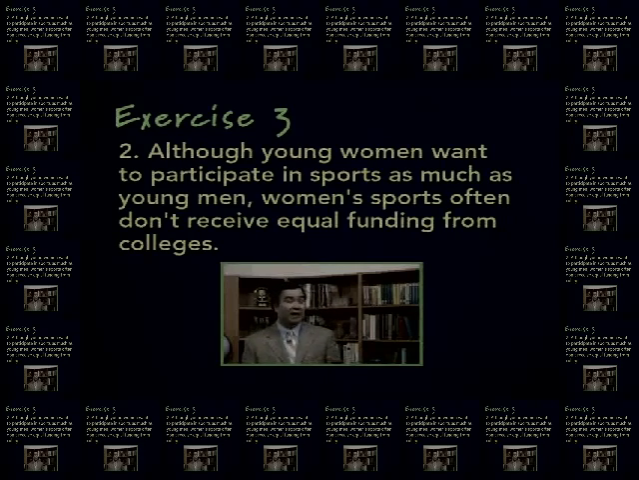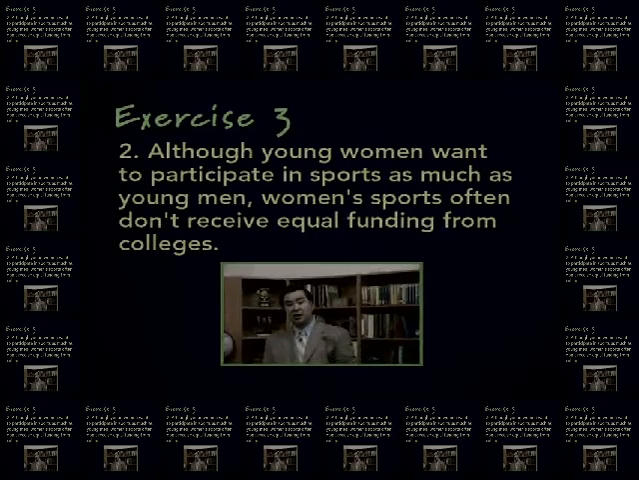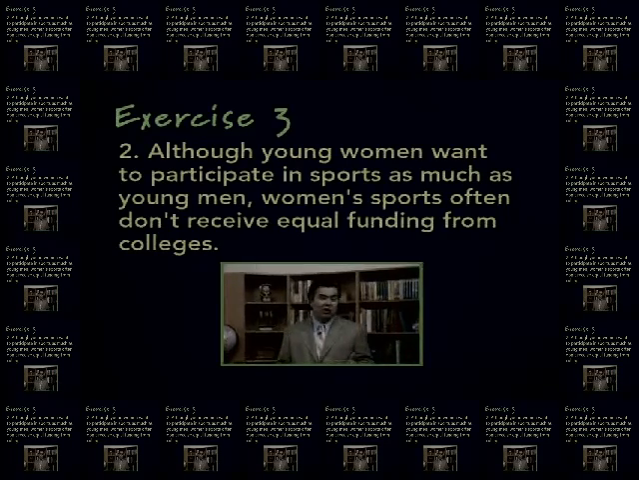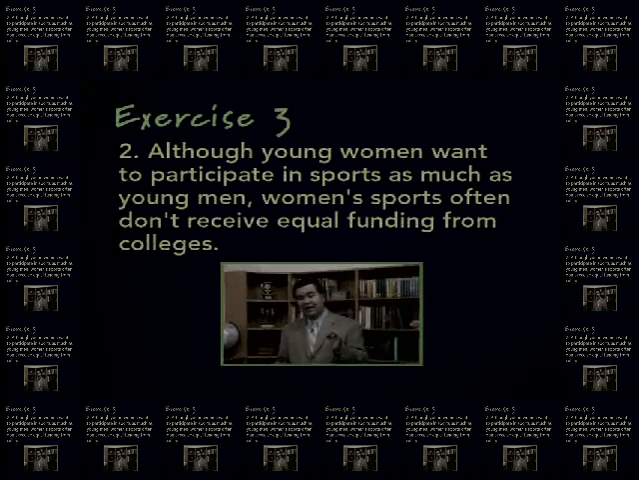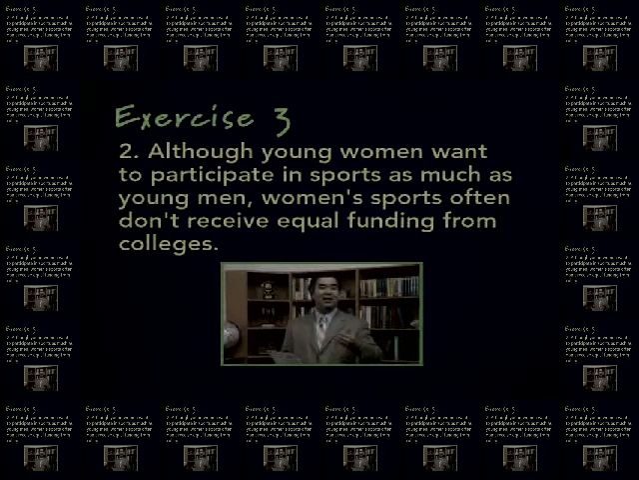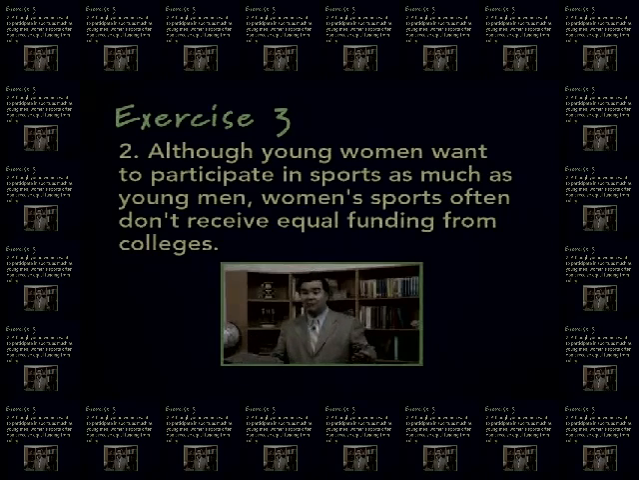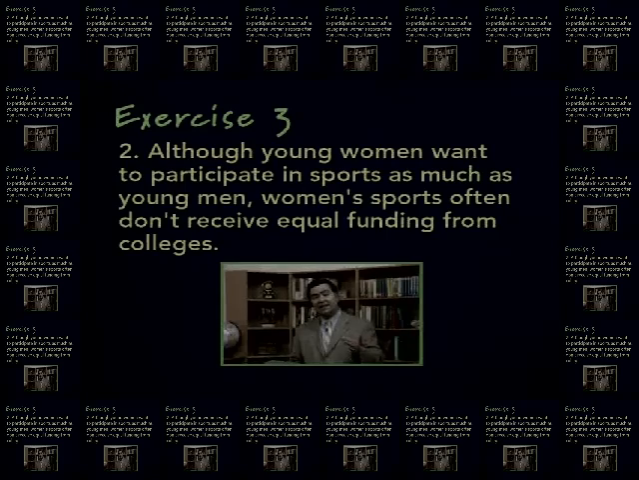Now, looking at that clause as a whole, could it stand alone as a sentence? The answer is no. It's a subordinate clause. It couldn't stand alone as a sentence, and again, there's a telltale sign. It begins with the subordinating conjunction "although." When you read this clause, you can see that something more is needed to make a complete thought. "Although young women want to participate in sports as much as young men, therefore what?" We don't know, and so by itself, this would not work as a complete sentence.